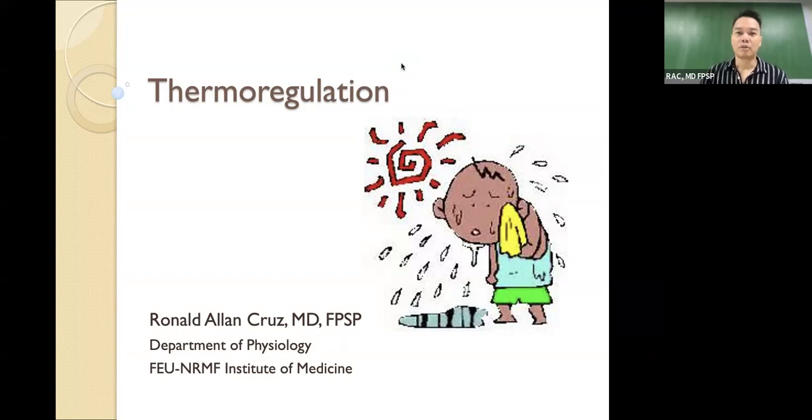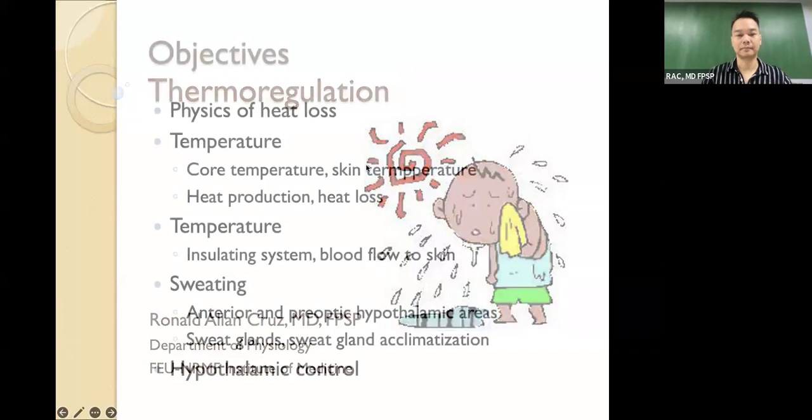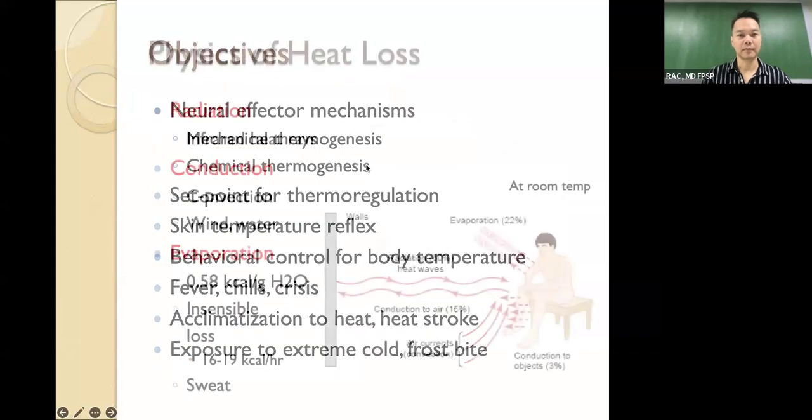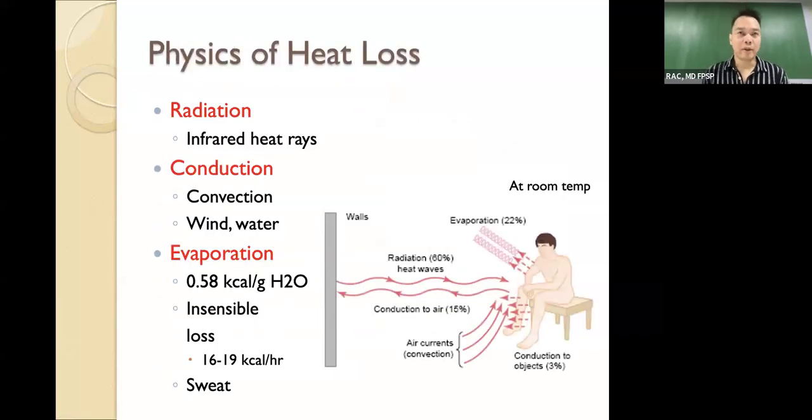Good day. So for this lecture, we'll talk about how the body controls our temperature. And later on, we'll apply these concepts in clinical setting. Okay. So before we go into the physiology of thermoregulation, let's talk about the physics of heat loss.